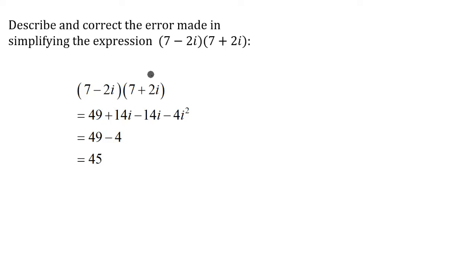So I'm going to take these two binomials, I'm going to multiply them together. I take this first term and multiply it by both of these terms. I get a 49 plus 14i. And then I take my minus 2i, multiply it by 7 and 2i, and I do get negative 14i minus 4i squared. So far, what we have here matches up with what we have here.